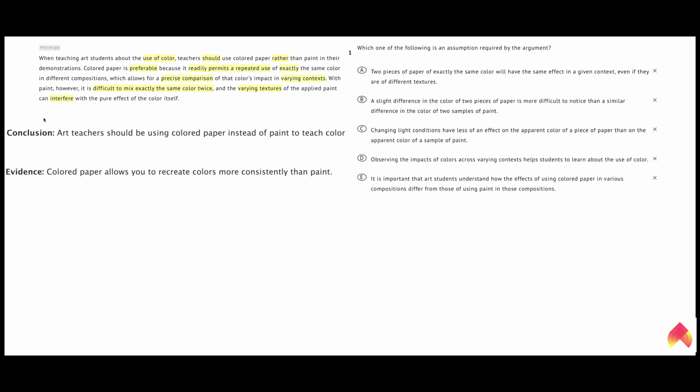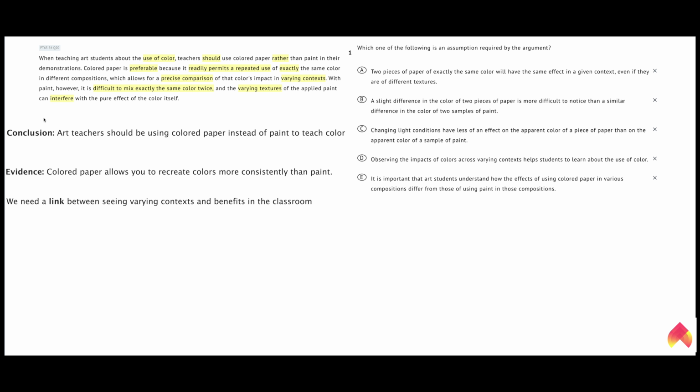Okay, and so hopefully when I said that last piece of the evidence, you guys caught that. We're never actually told that varying contexts is a good thing, right? Our conclusion is saying that colored paper is better than paint. But then in our evidence, we're told that we can get varying contexts from colored paper, and we need to link those two things. We need to say that varying contexts is a beneficial aspect of an art class or something like that, and we need to link that piece of our evidence to the conclusion.